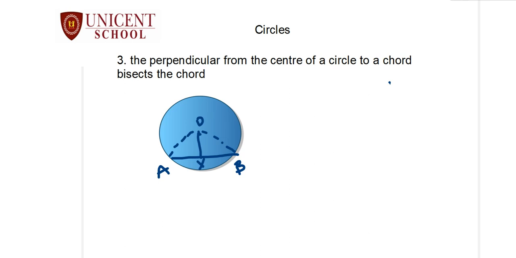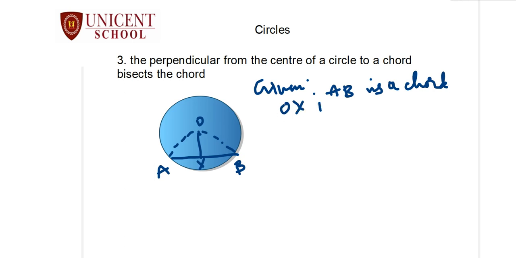So what is given? Given is a circle, and AB is a chord, and OX is perpendicular to AB. So this is what is given. And what we have to prove? We have to prove that AX is equal to BX. This is what we have to prove.